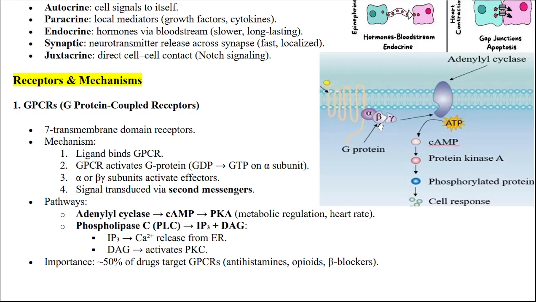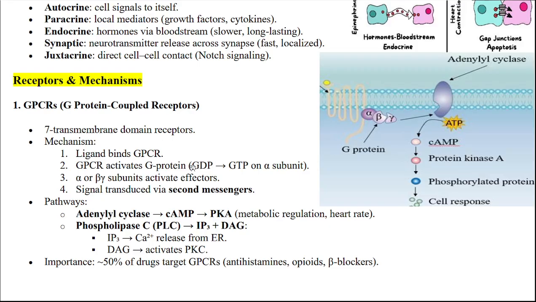A G protein. These G proteins are trimers. They have 3 subunits: alpha, beta, and gamma. And they're just hanging out there. They're associated with the inner leaflet of the membrane, waiting. In its inactive state, the alpha subunit has a molecule called GDP, guanosine diphosphate, bound to it.